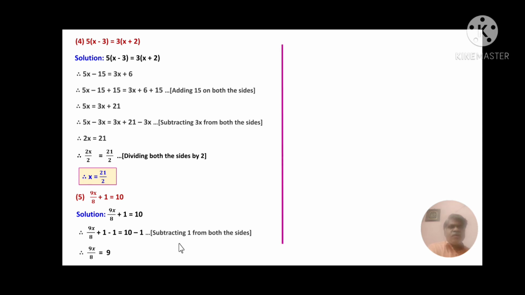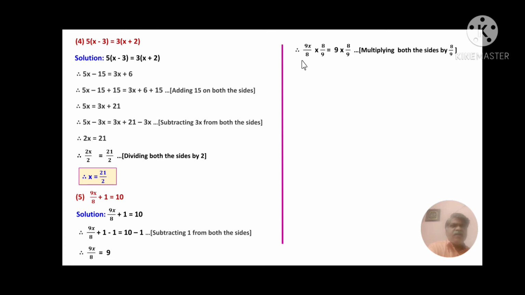Therefore, now dividing both sides, 9x upon 8 is equal to 10 minus 1, which is 9. Now we can multiply both sides by 8 upon 9. Here 9 upon 8 is there. In order to remove this coefficient of x, we have to multiply by 8 upon 9. So 9x upon 8 into 8 upon 9 is equal to 9 into 8 upon 9.